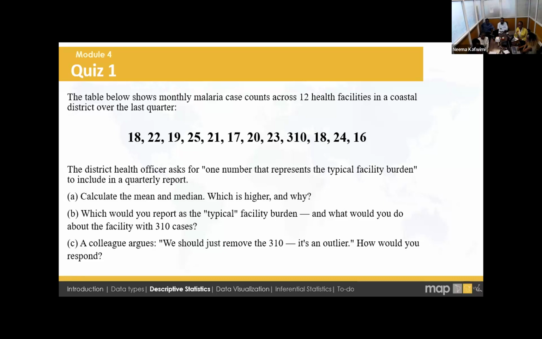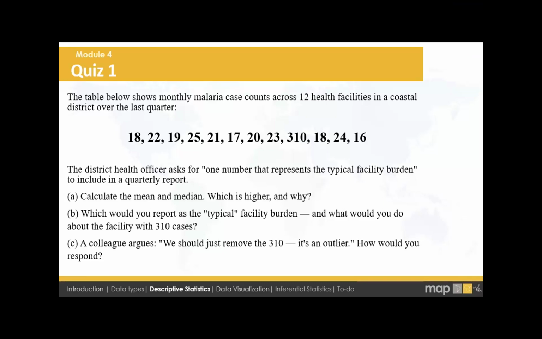So a colleague argues we should just remove the 310. It's an outlier. So you went and checked and found it's an outlier. How would you respond? Are we going to remove the 310 to make our life easier? No, we should not remove it, but we have to cross-check if it is an error or a correct value to verify.